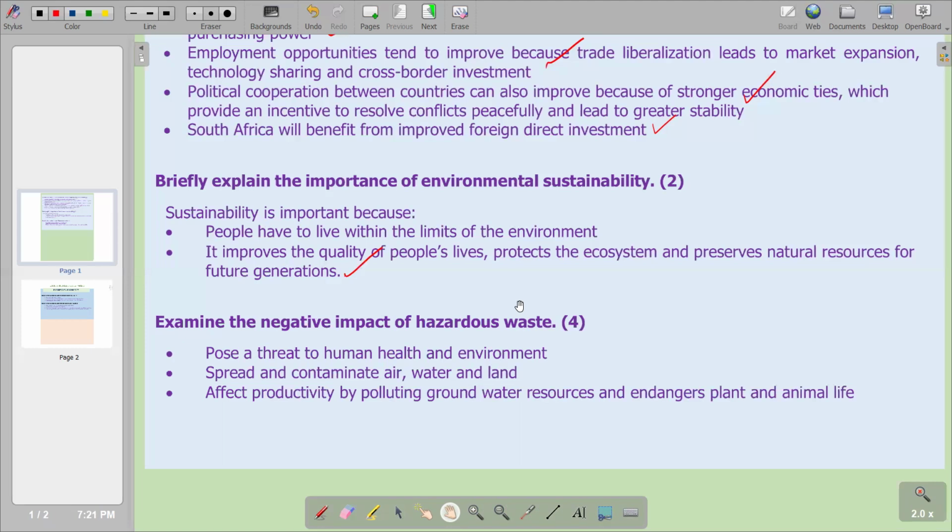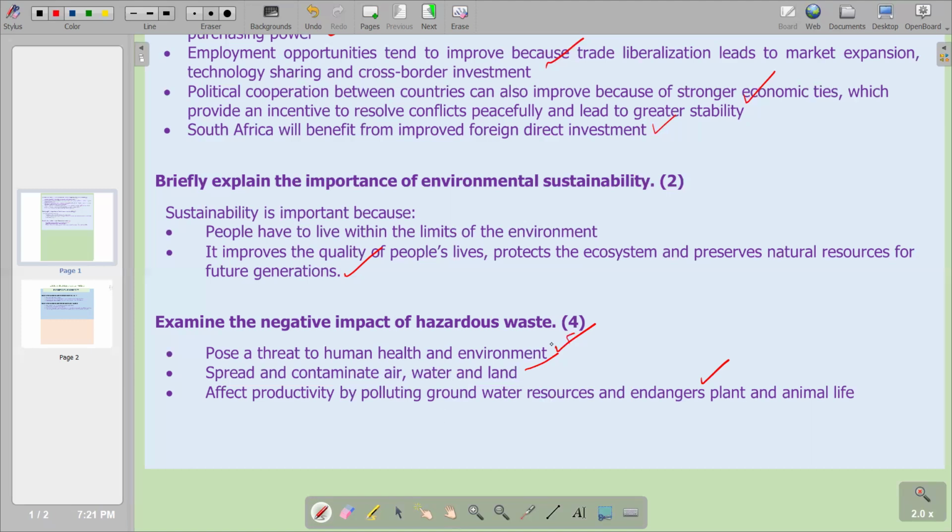So the first one is that it poses a threat to human health and environment, which is very true. Hazardous waste is a negative impact. So it poses a threat to human health and the environment. Remember, we can also describe hazardous waste as toxic elements. So we can take this one as our first point. The second point is that it spreads and contaminates air, water, and land, which is also correct. And then lastly, it affects productivity by polluting groundwater resources and endangers plant and animal life. So this becomes our last point on the last question of examining the negative impact of hazardous waste.